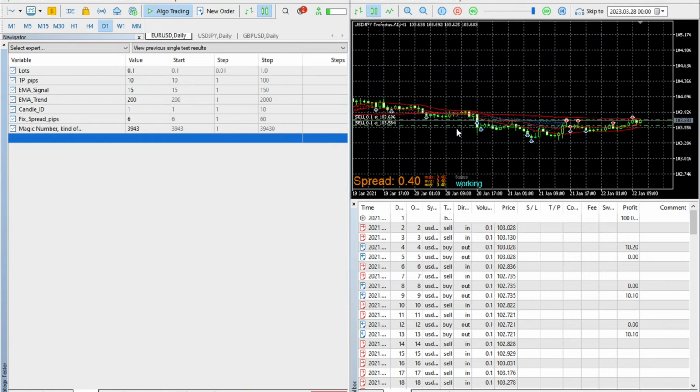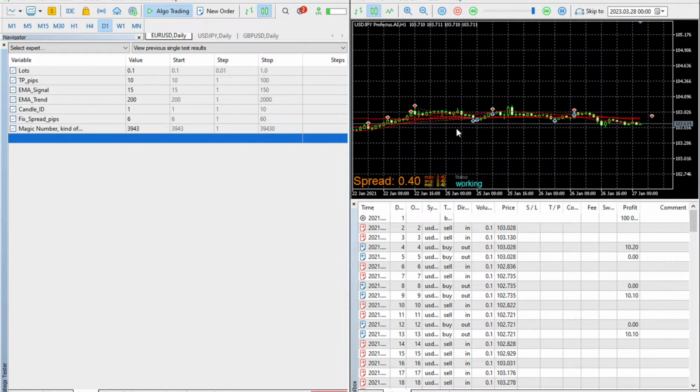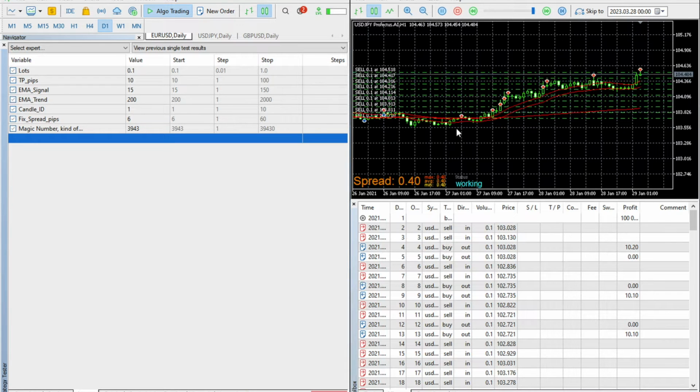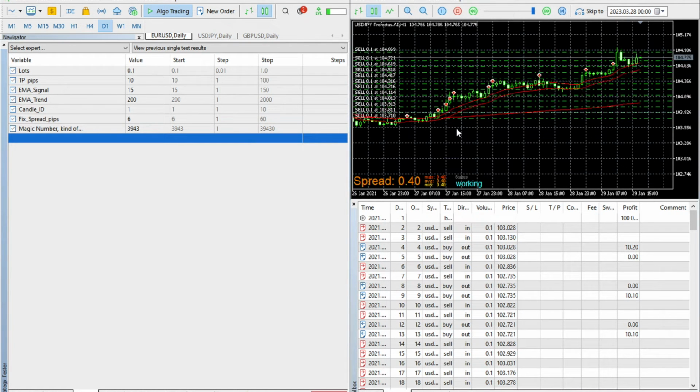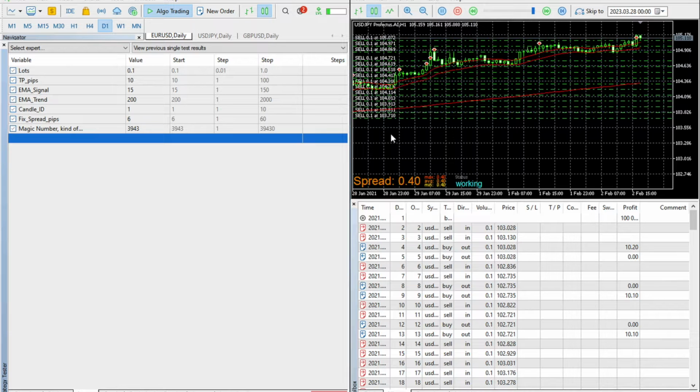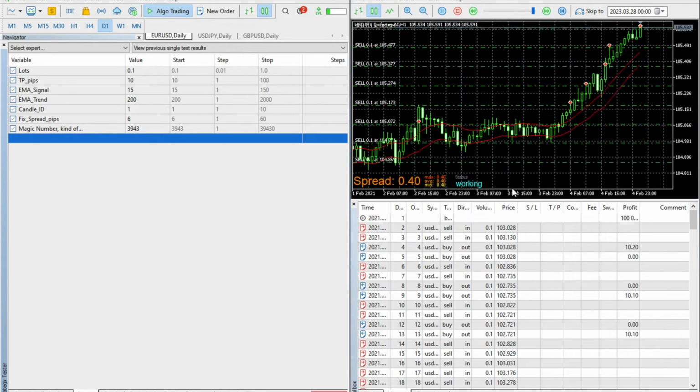And this system keeps on stacking. This is why it's called the grid system. It's taking one trade after another. As soon as there's one trade, the second trade will be taken if the first trade did not hit take profit after 10 pips, and so on and so on. So if the second trade as well did not hit take profit, the third trade will be triggered, the fourth, the fifth, and so on and so on.